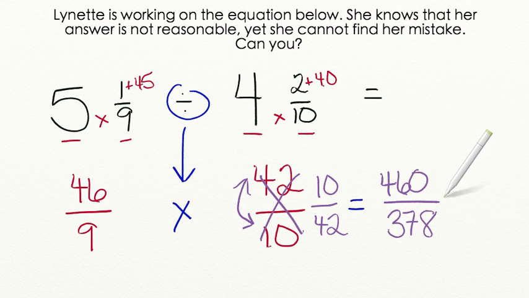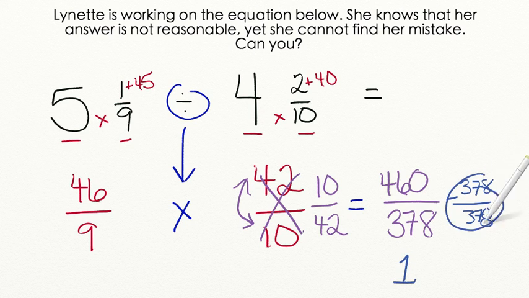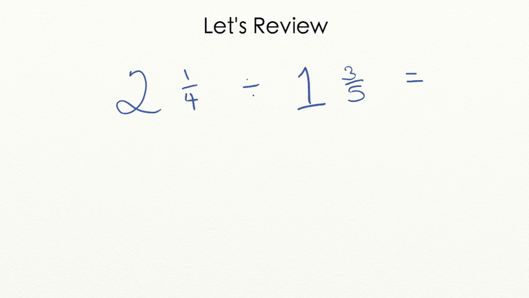Now we can do that by subtracting out one whole, which is going to be 378 378ths. That's going to leave us with our one whole that we took out and 82 378ths.